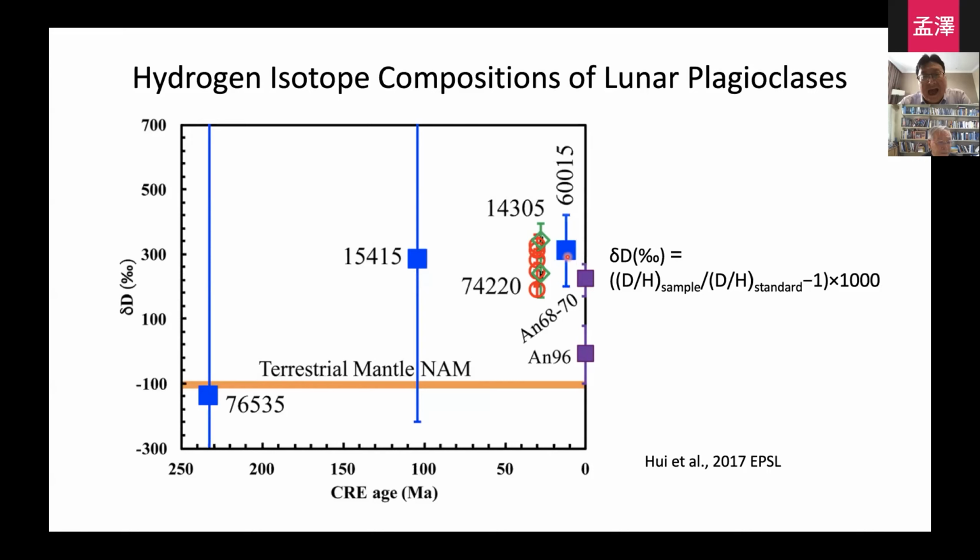for millions of years, we have to correct for the irradiation effect from the cosmic rays. After the cosmic ray corrections, only the hydrogen isotopes in 60015 are meaningful. For the other two, because of the corrections, the error bars are too large. But we still can use the hydrogen isotopes in 60015. As we can see, the hydrogen isotope in this plagioclase grain is about 300 per mil.